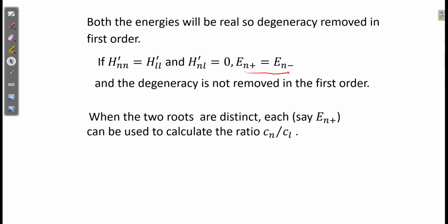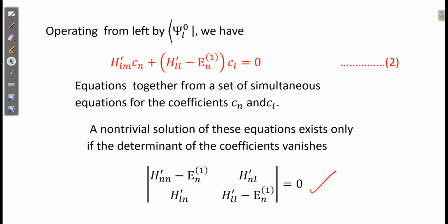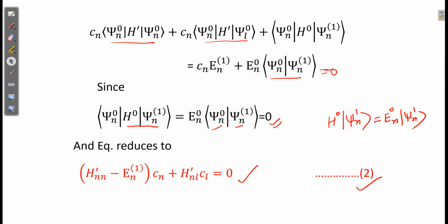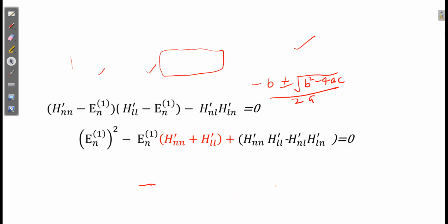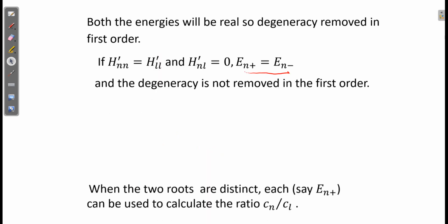When the two roots are distinct, En plus can be used to calculate the value. Then these two equations, this equation and this equation, both are used to solve for the values of Cn and Cl. This is the end of my lecture.